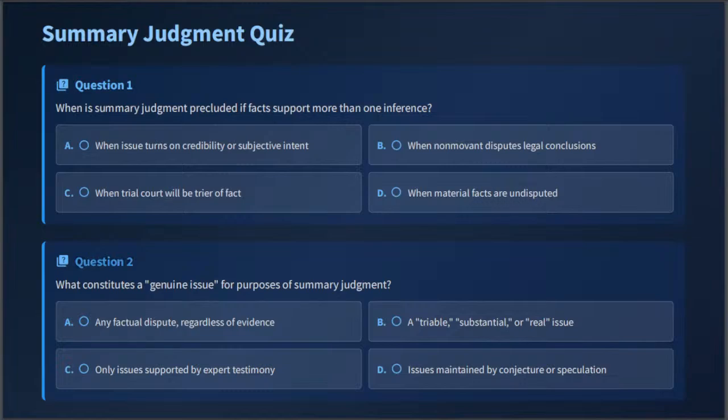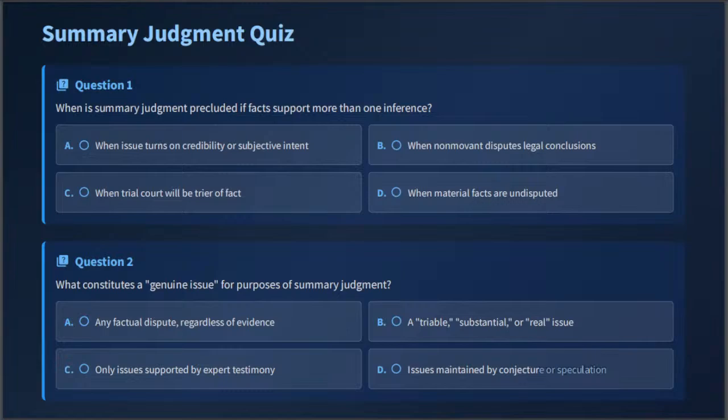Here's question 2. What constitutes a genuine issue for purposes of summary judgment? A, any factual dispute, regardless of evidence. B, a triable, substantial, or real issue, or genuine. C, only issues supported by expert testimony. Or D, issues maintained by conjecture or speculation.